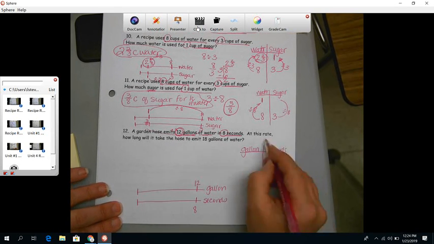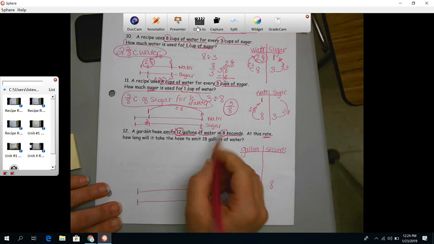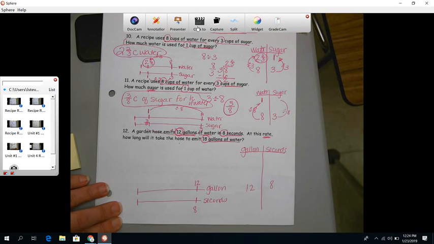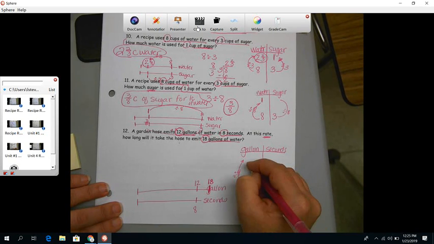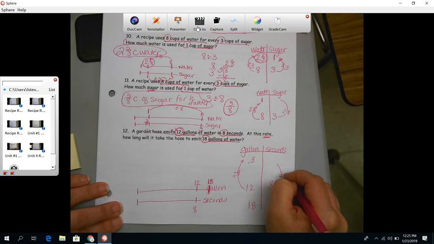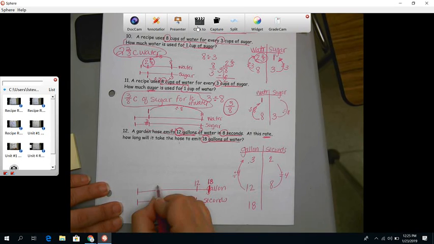So at this rate, we're finding unit rate. How long will it take the hose to emit 18 gallons of water? So we need to get this further over here for 18 gallons of water. And on my T-chart, we're going down, 18 gallons. If I wanted to find my unit rate, I know unit rate's dividing by 12 to get 1, I could go that route. But I also know that 4 can go into both of these numbers right here. So I'm going to start with that. 12 divided by 4 is 3. And 8 divided by 4 is going to give me 2. So right here I would have 3 gallons for every 2 seconds.